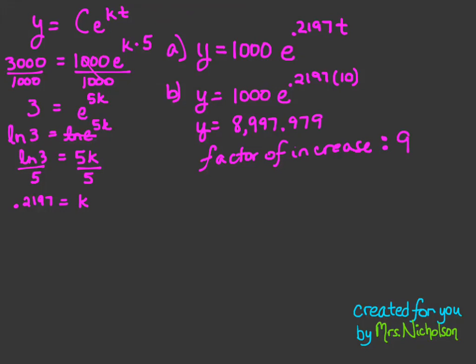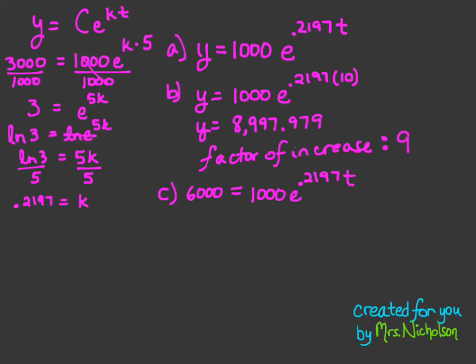And then our final question here, question C, at what time will the population have increased by a factor of 6? So for question C, we want the resulting number of bacteria to be 6 times the original amount, which means I want to end up with 6,000 bacteria. I'm still starting with 1,000 bacteria. My k is still 0.2197. Once you find k in these problems, it's never going to change. And then times t. So again, I'm looking at a variable in the exponent, which means I'm going to need to use a log to solve this equation.